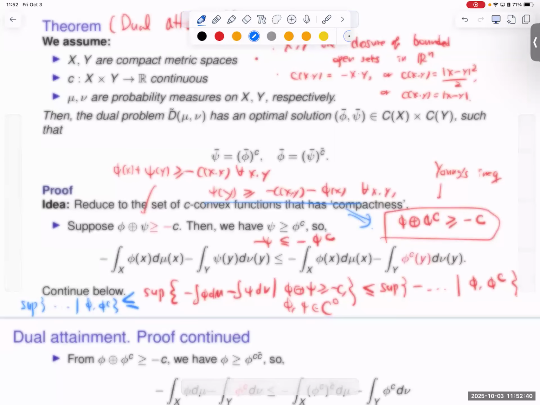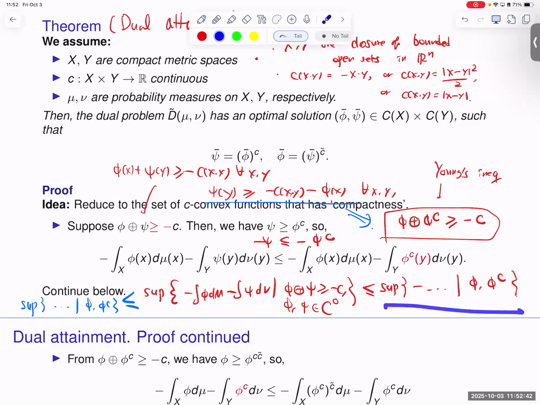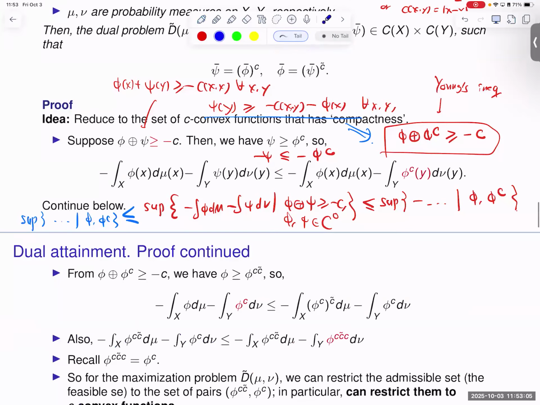On one hand, that supremum should be bigger because of this inequality. On the other hand, because the set is admissible but still a subset of this, the supremum taken on a subset is smaller than or equal to the supremum over the original set. So that means this supremum is the same as that supremum. Okay, now we can go further.